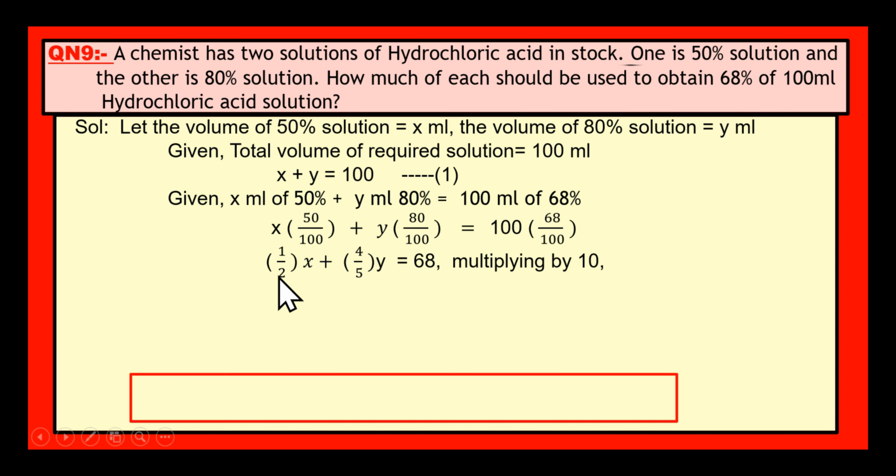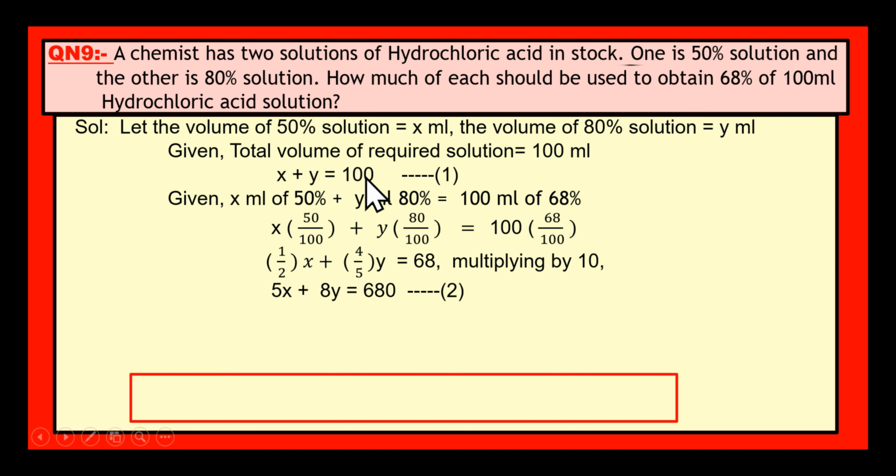Here the denominator is 2 and this denominator is 5. The LCM of 2 and 5 is 10. Therefore, let us multiply the total equation with 10. If we multiply the total equation with 10, 10 into 1 by 2 will be 5. This 2 in 10, 5 times, 5x plus this 5 in 10, 2 times, 2 fours is 8y. 10 into 68 is 680. It is the second equation.